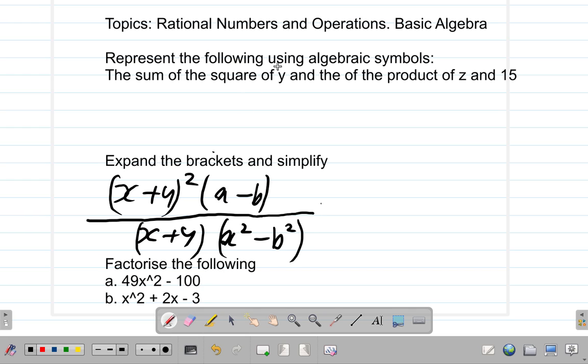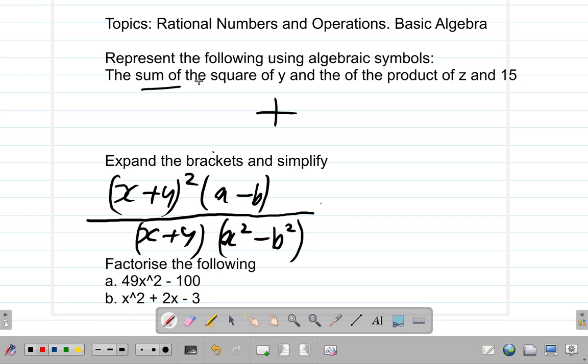represent the following using algebraic symbols. Let's see what this is about. It says the sum of. Alright, so this is saying the sum of something. That means you're going to do some adding. So you're going to add something to something else. That's the sum of. Righty. The sum of what?